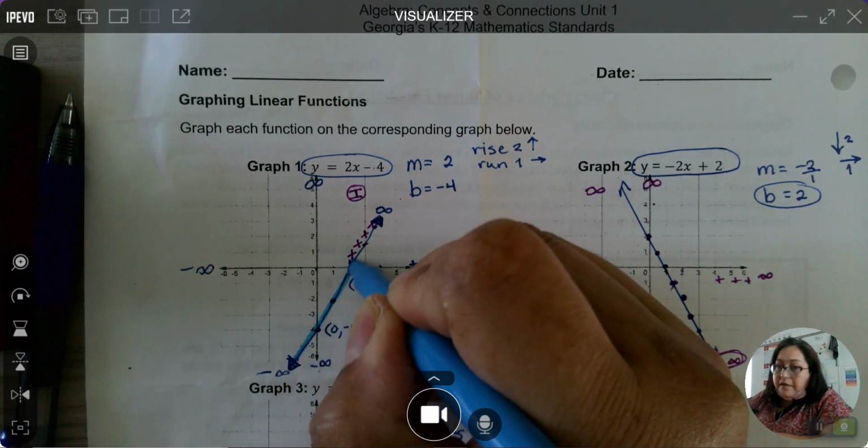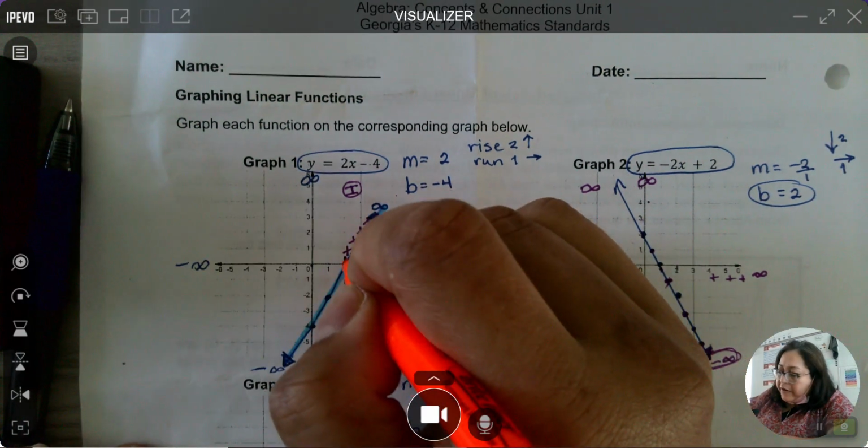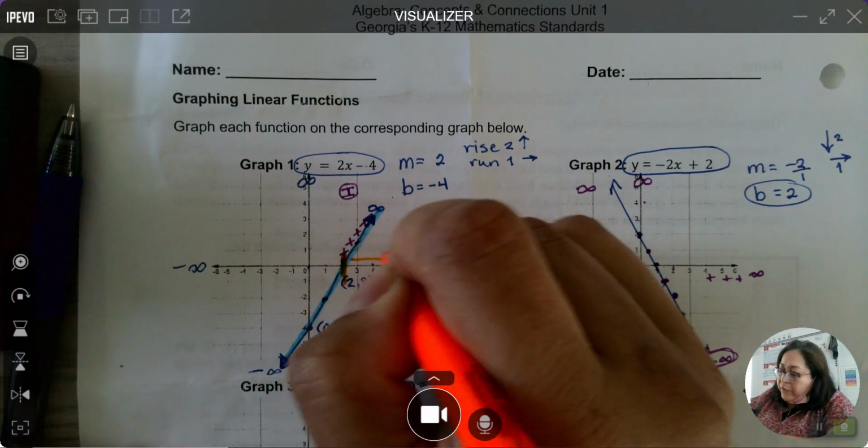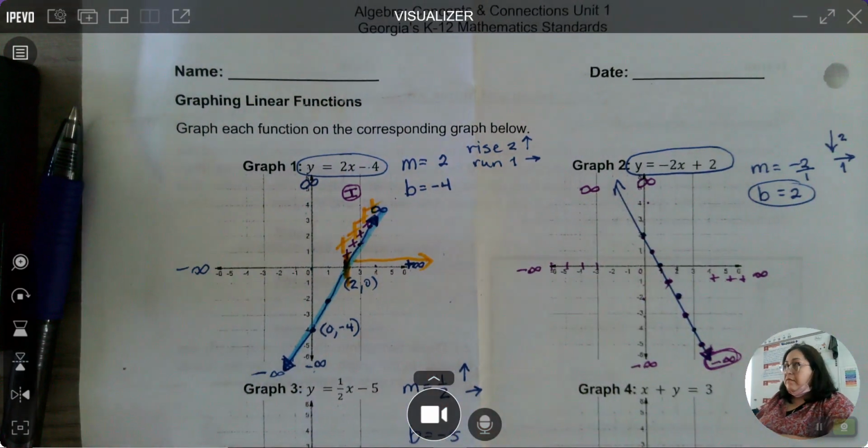Now, where is the function negative? Where is the function below the x-axis? Right here. All of these are going to give negative y's.